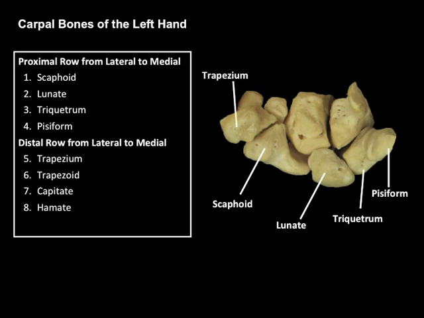We now move to the distal row and observe the most lateral of the bones, the trapezium, Latin for multi-shape. Moving medially, we see the trapezoid, so called because it resembles a trapezoid. Next is the capitate, so called because it has a little head, or caput. The last bone is the hamate. It has a hook and is known as the hook of the hamate.